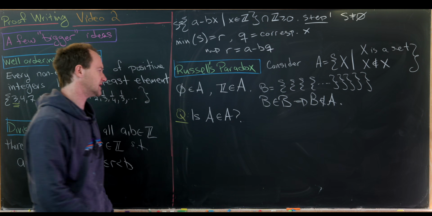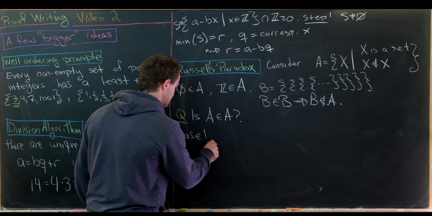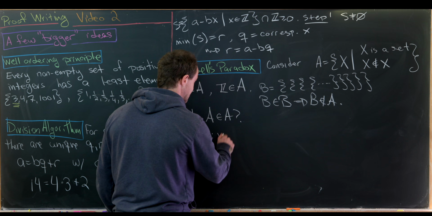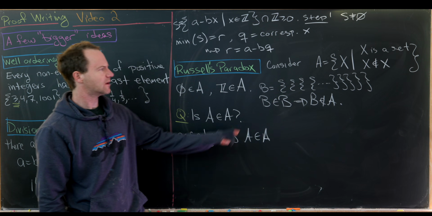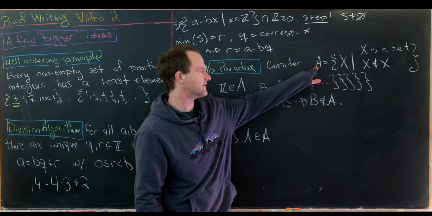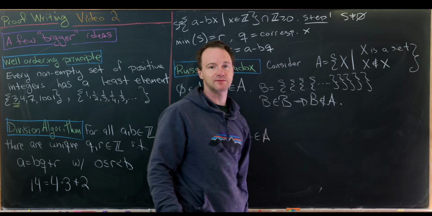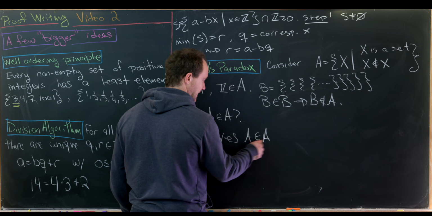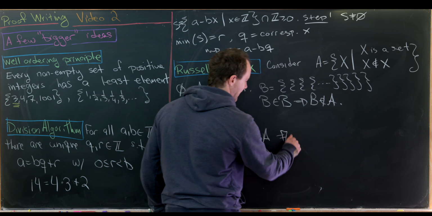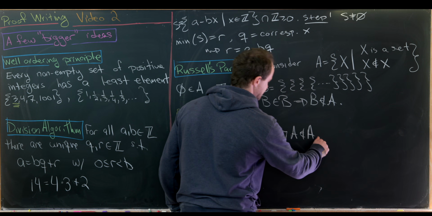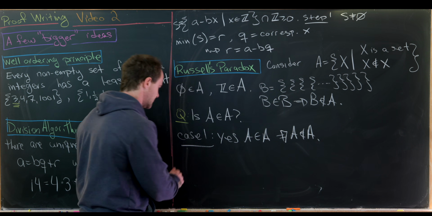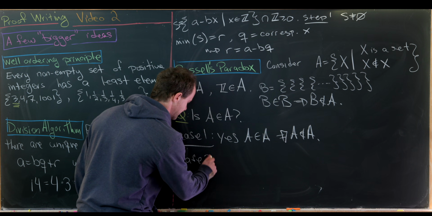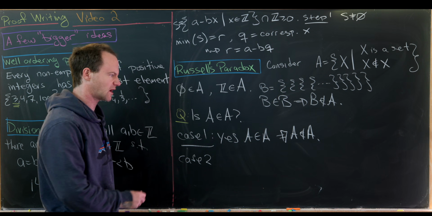Okay, so let's see. So case number one. Case number one is yes, A is an element of itself. But notice in order to be inside of A, you're not allowed to be an element of yourself. So being an element of yourself implies that you are in fact not an element of yourself if you're this whole set A. Okay, so now let's look at case two. So case one is impossible because it brings us to this contradiction.